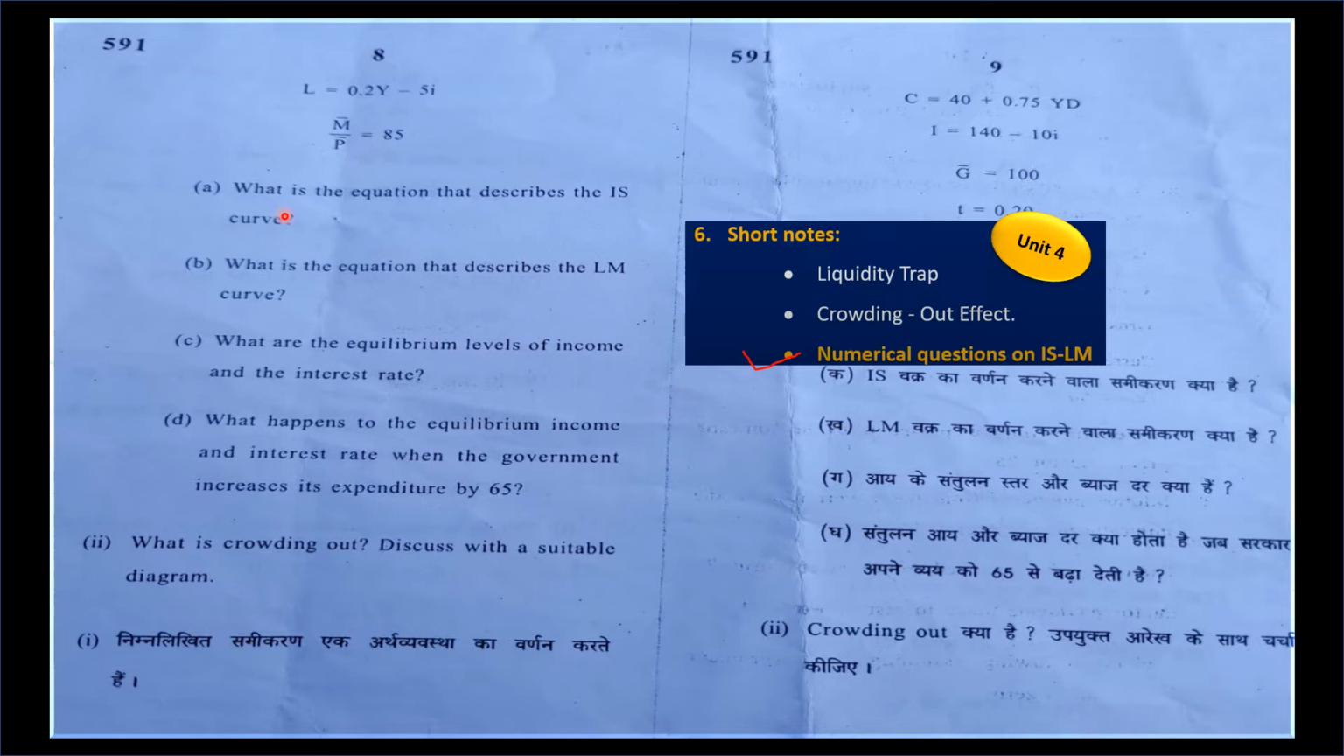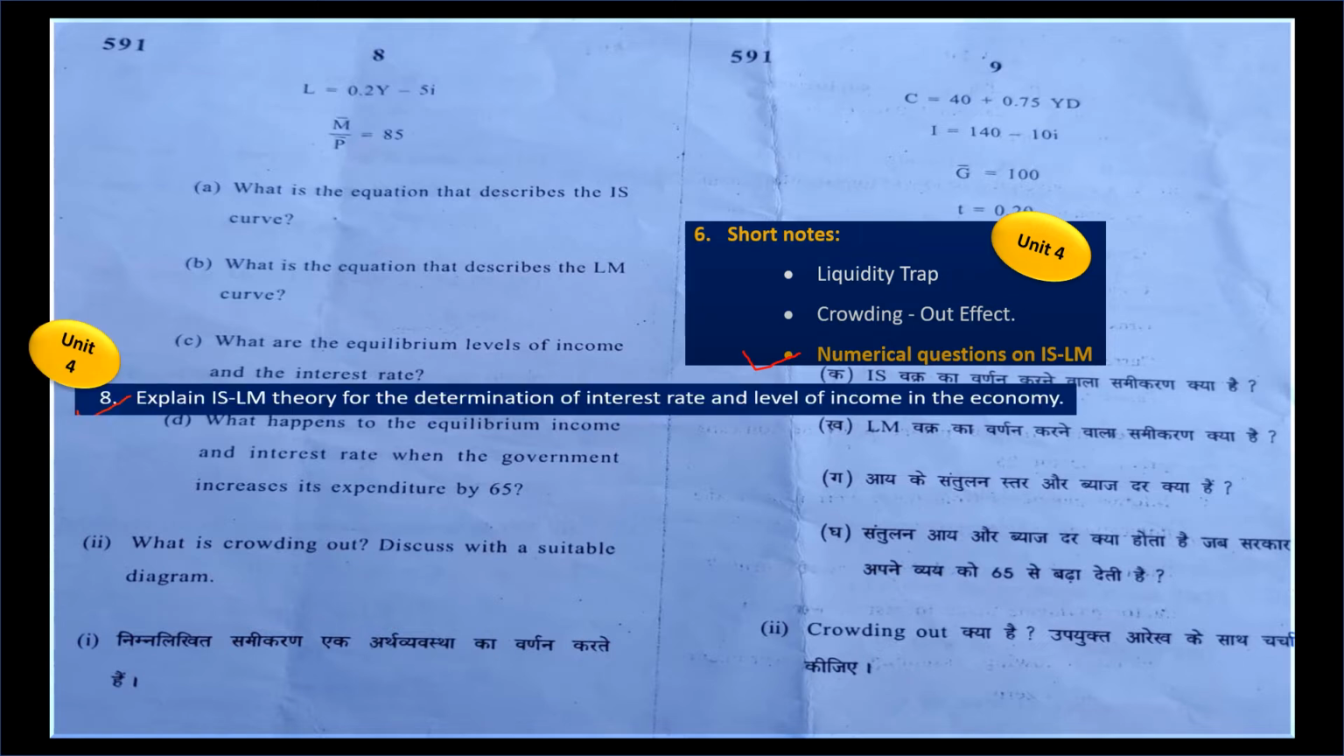Along with that, I gave the question on derivation of the IS curve. I also made a video on it, ISLM part 2, where I explained the equation along with the derivation of the IS curve. The next question was the equation that describes the LM curve. And question C is asking what the equilibrium level of income and interest rate are in ISLM theory, which you can see in my question 8 of unit 4: explain ISLM theory for the determination of interest rate and level of income in the economy.